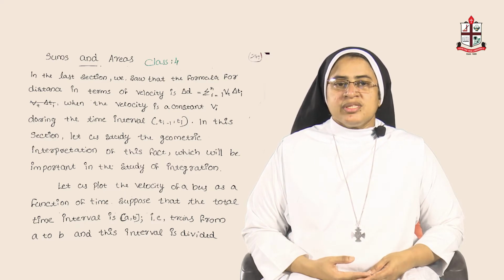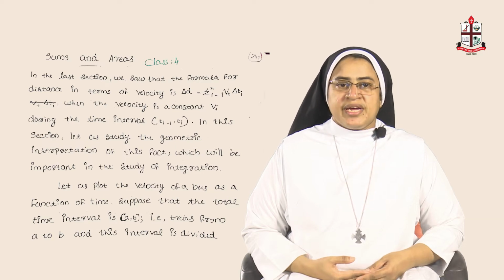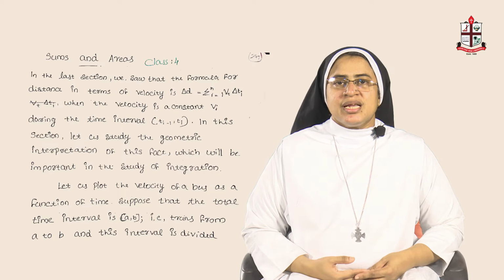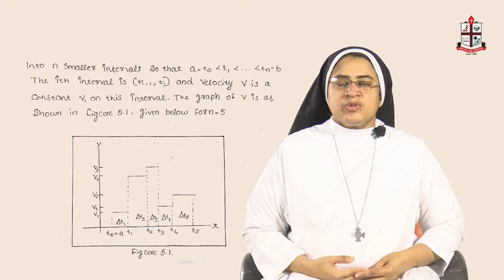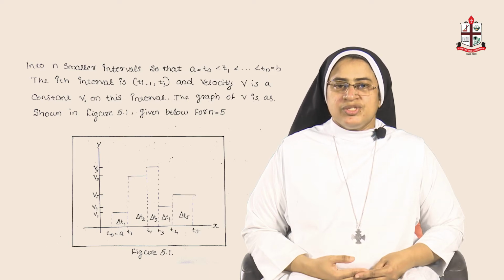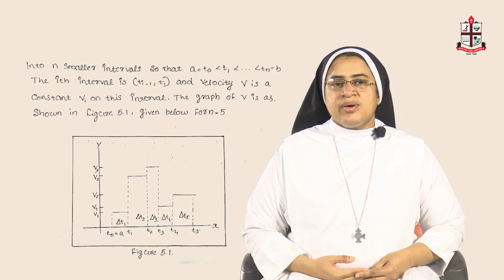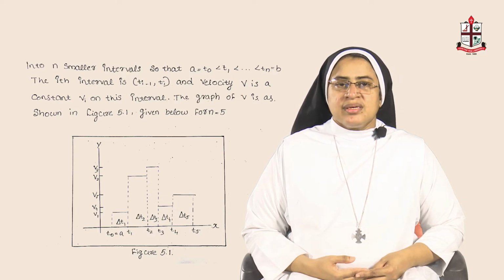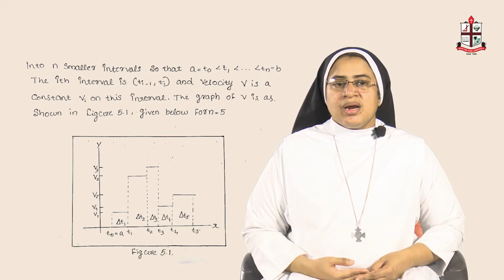Let us plot the velocity of a bus as a function of time. Suppose that the total time interval is the closed interval [a, b], that is from the position A to B, and this interval is divided into smaller intervals. A is equal to T0 less than T1 less than T2 etc. less than Tn is equal to B. The ith interval is the open interval (T_{i-1}, T_i), and the velocity is constant V_i on this interval.